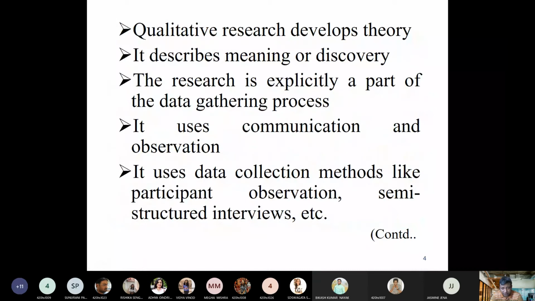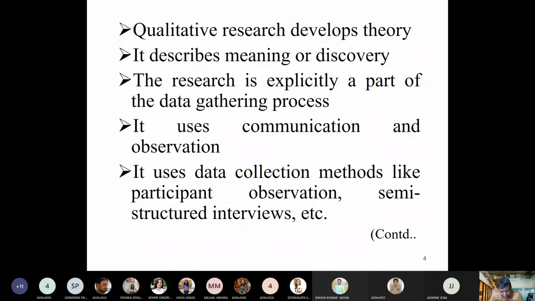Qualitative research develops theories. It describes meaning or discovery. The research is explicitly a part of the data gathering process. We collect lots of information, lots of data, and through this it uses communication and observation. We communicate with others and observe the data.